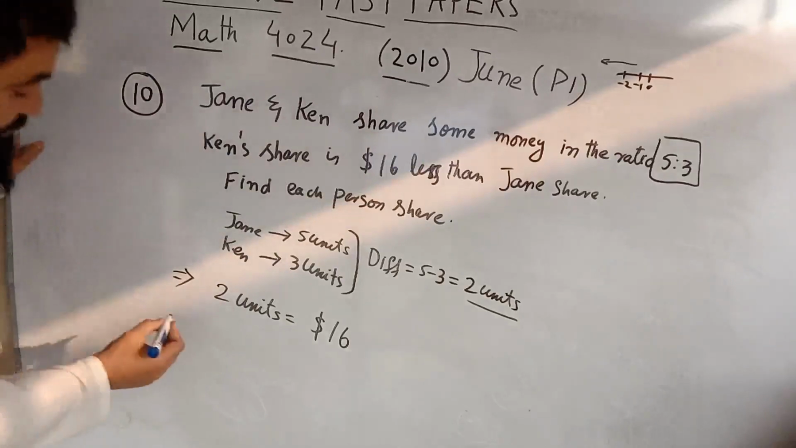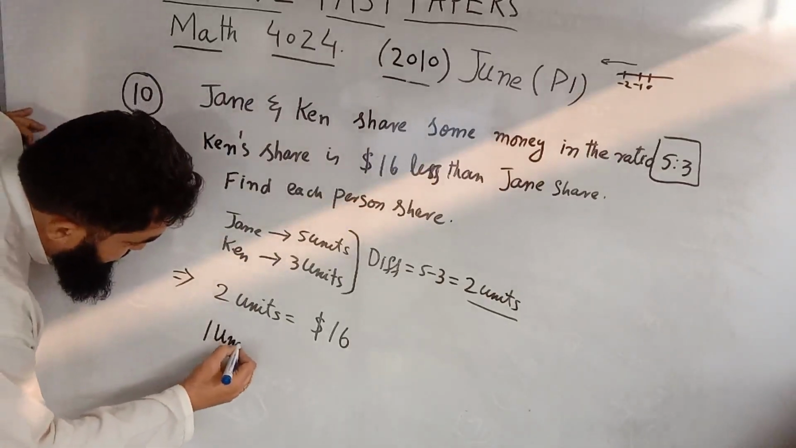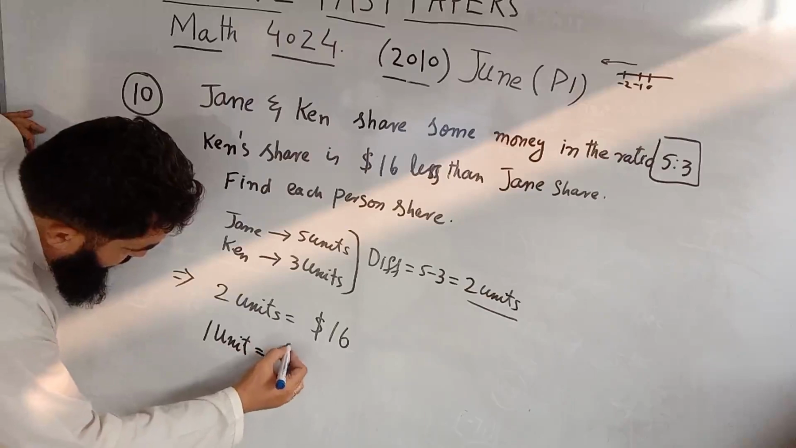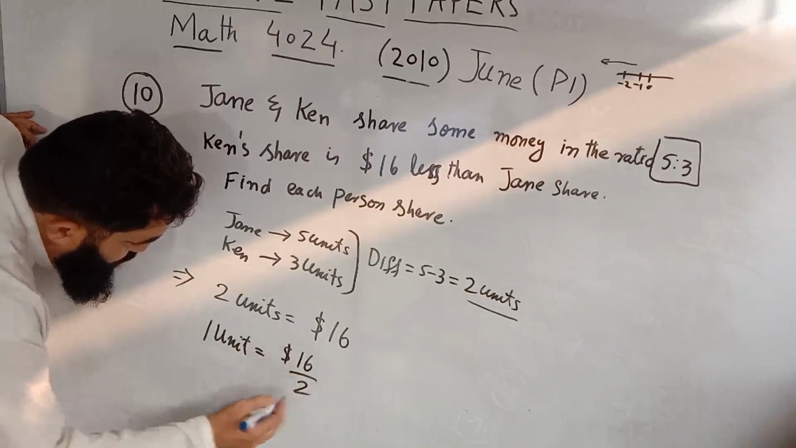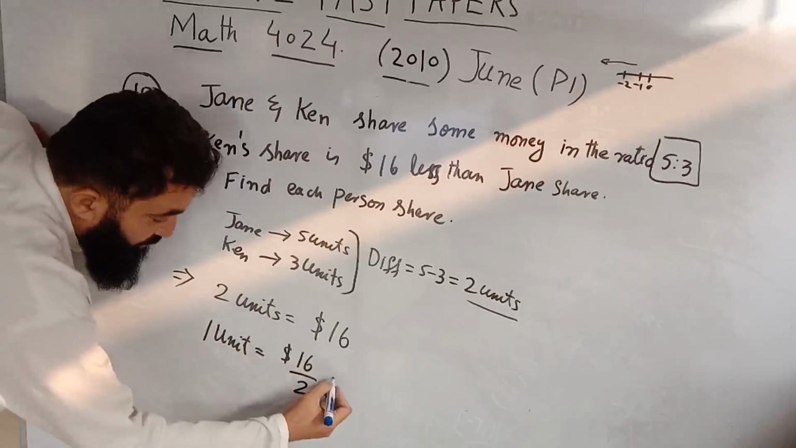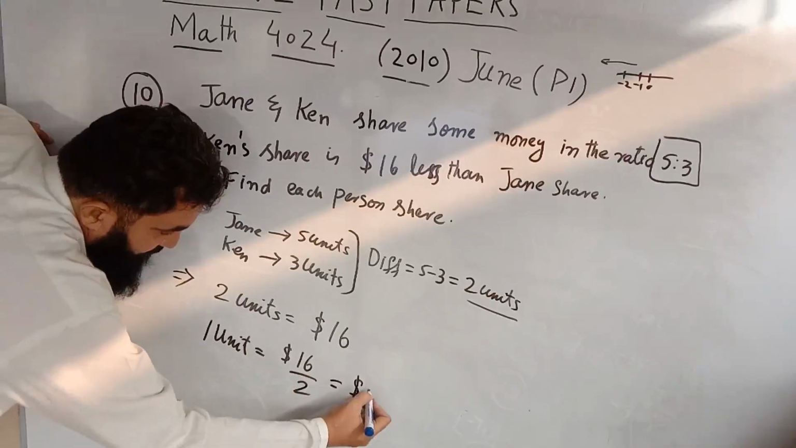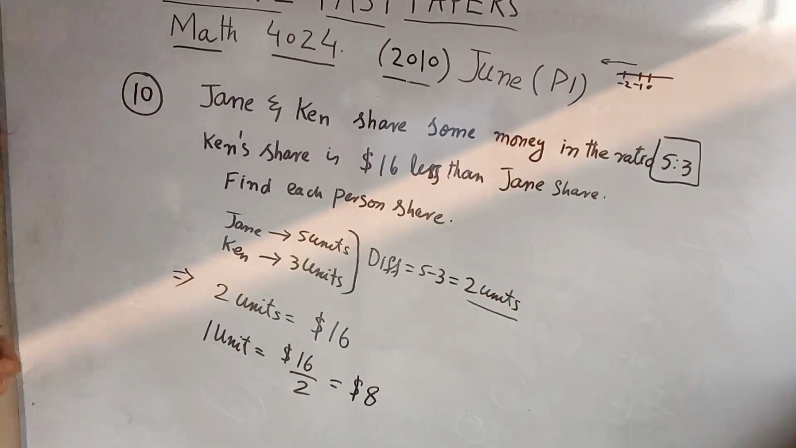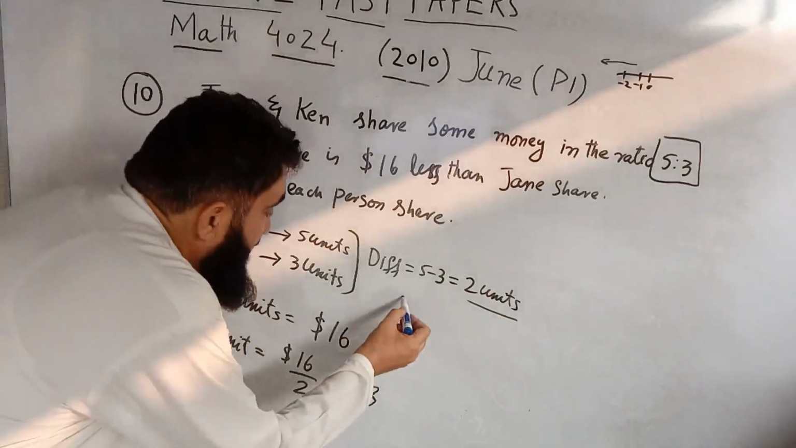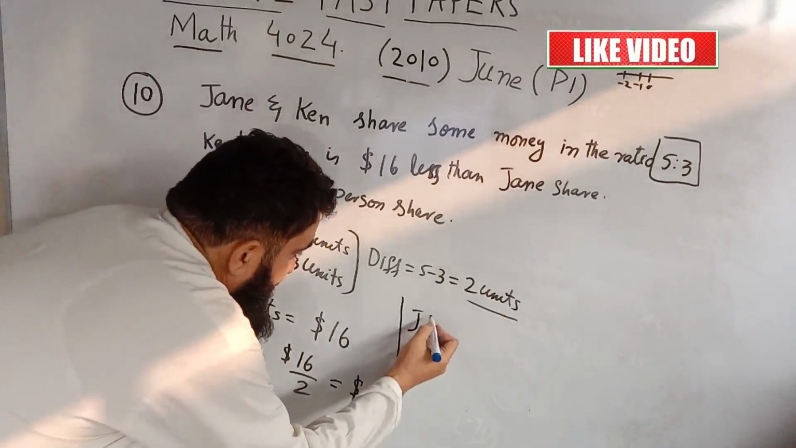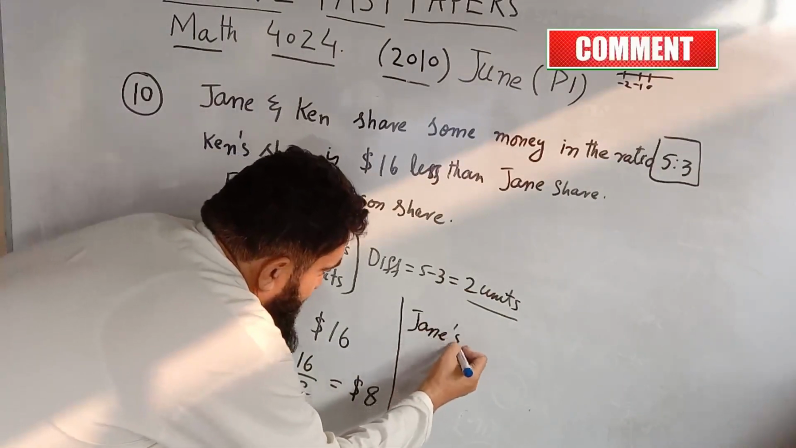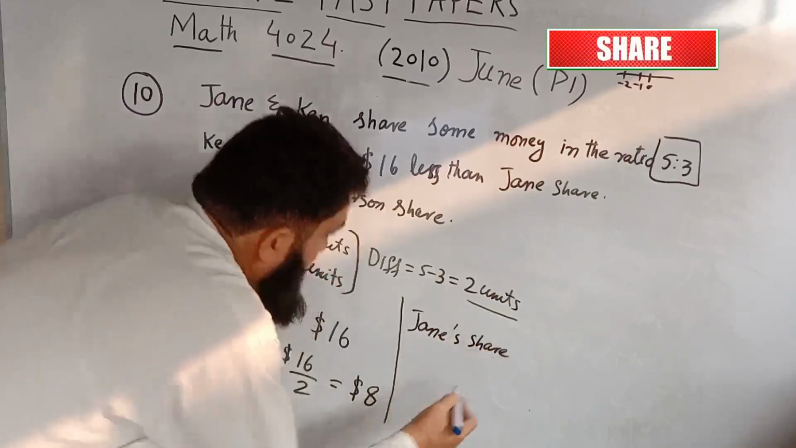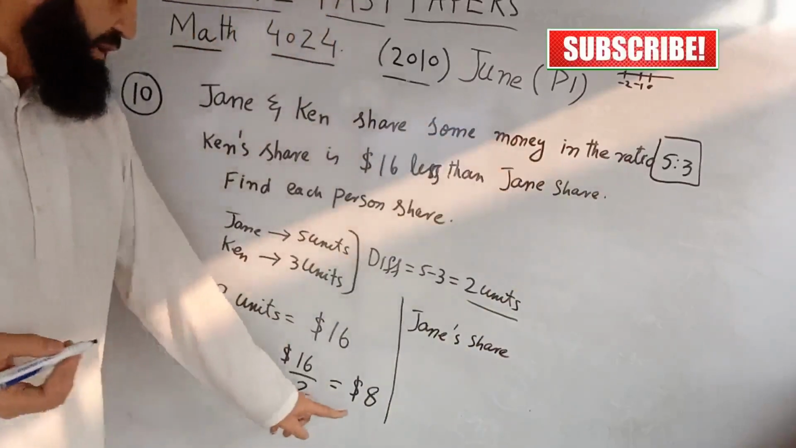It means 1 unit will be equal to $16 over 2. 2 units is 16, so 1 unit is divided. So we get $8. 1 unit is $8. We have to find each person's share. Okay, 1 unit is $8. Now Jane's share is 5 units. So this implies that Jane's share will be equal to how many? 5 units, and 1 unit is 8.